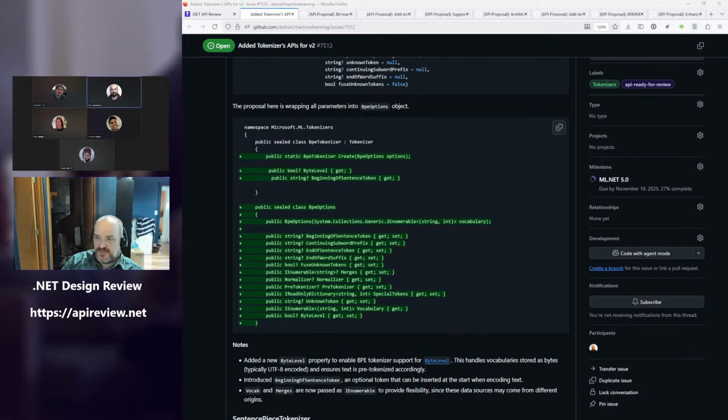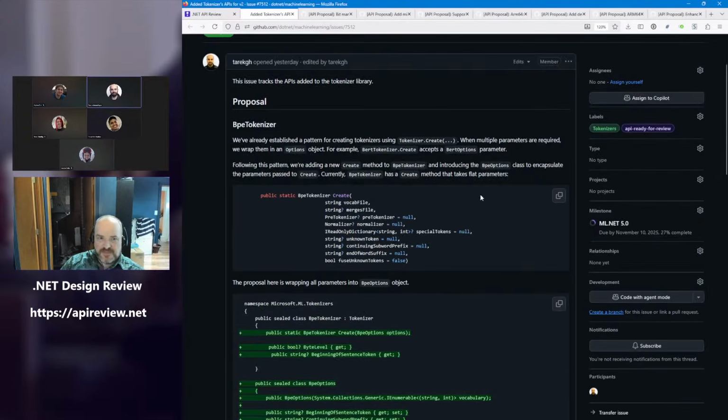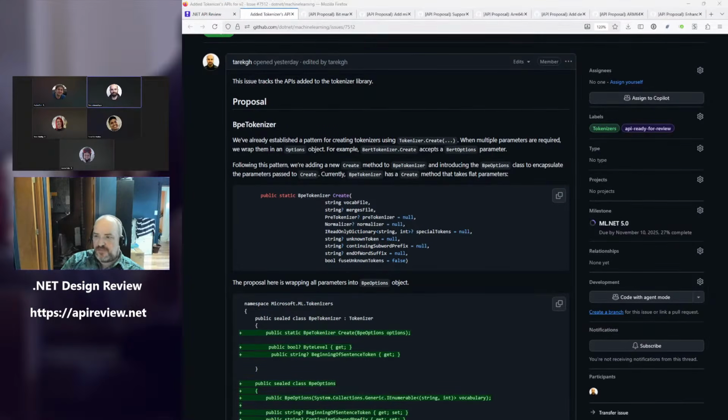If you can scroll a little bit up, Jeremy, just so you can see, today we have this create method, which is the BPE tokenizer create method, which is taking a bunch of parameters here. This is already existing today, and we need to add extra things that we can initialize the tokenizer with. And as you see, it became ugly if we need to have another overload for create, passing all of these parameters.